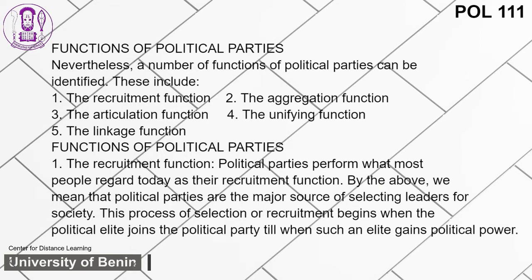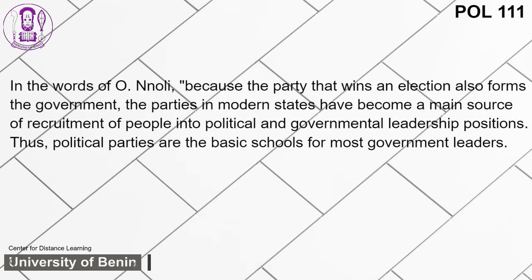1. The recruitment function. Political parties perform what most people regard today as their recruitment function. By this, we mean that political parties are the major source of selecting leaders for society. This process of selection or recruitment begins when the political elite joins the political party until such an elite gains political power. In the words of Onoli, because the party that wins an election also forms the government, the parties in modern states have become the main source of recruitment of people into political and governmental leadership positions. Thus, political parties are the basic schools for most government leaders.